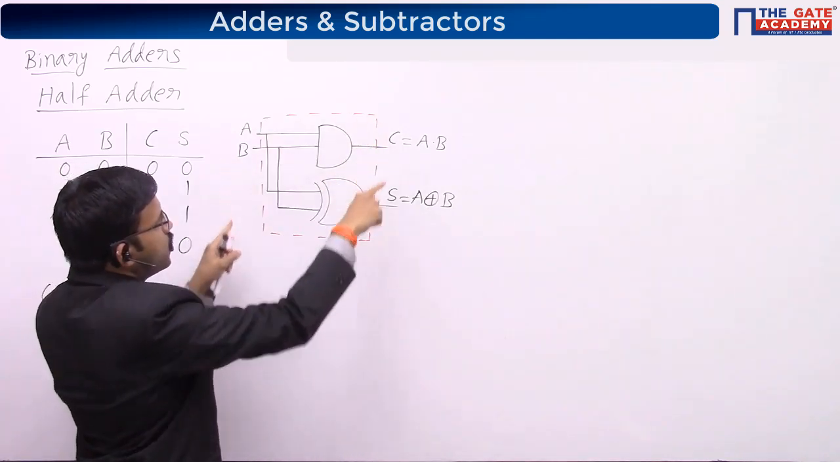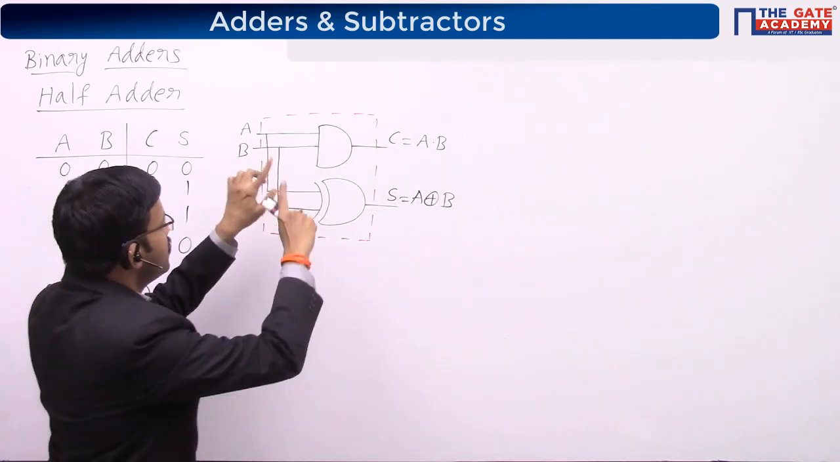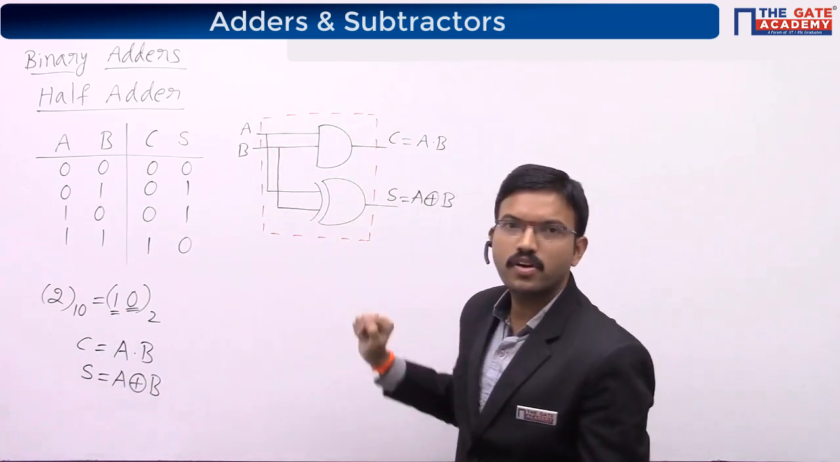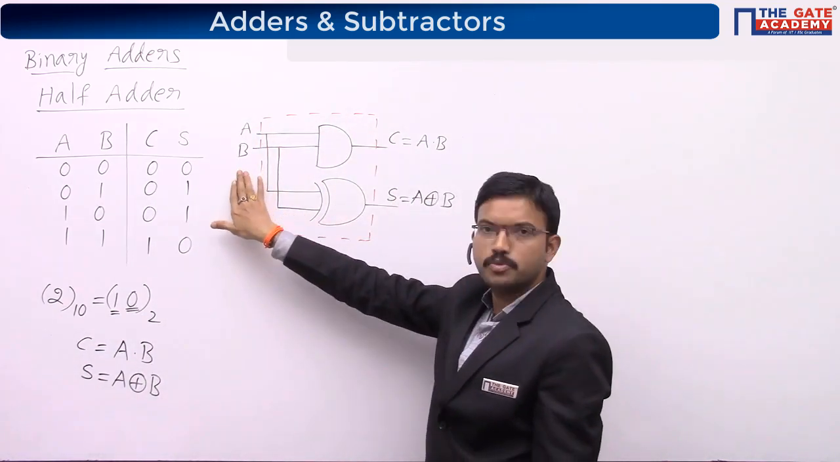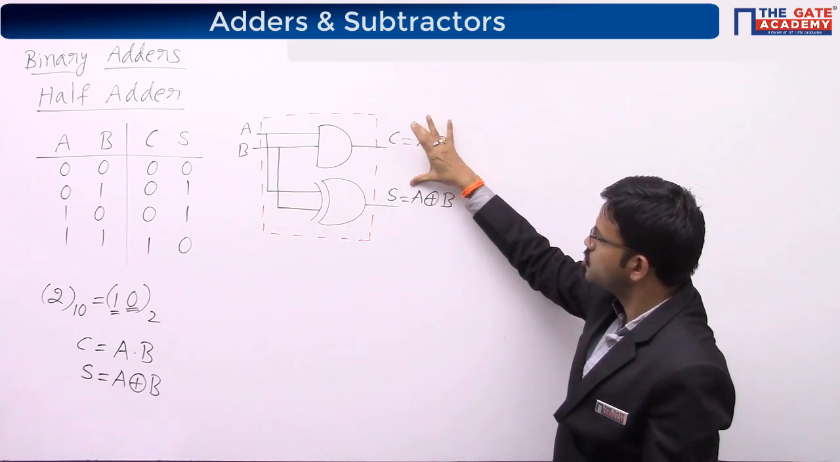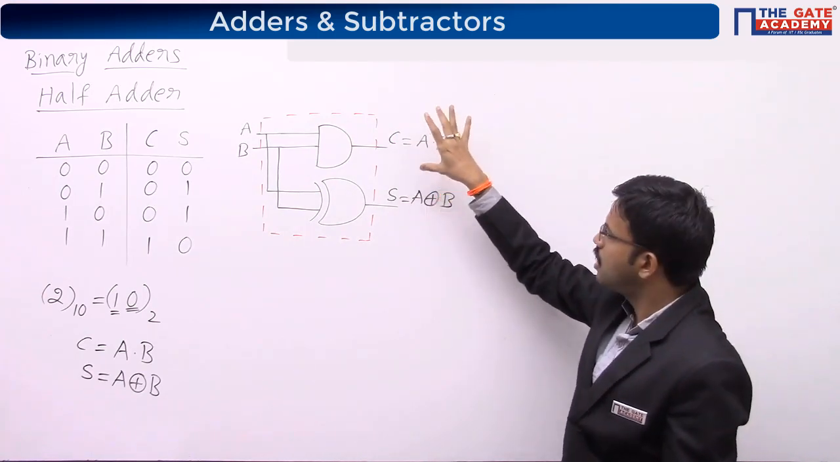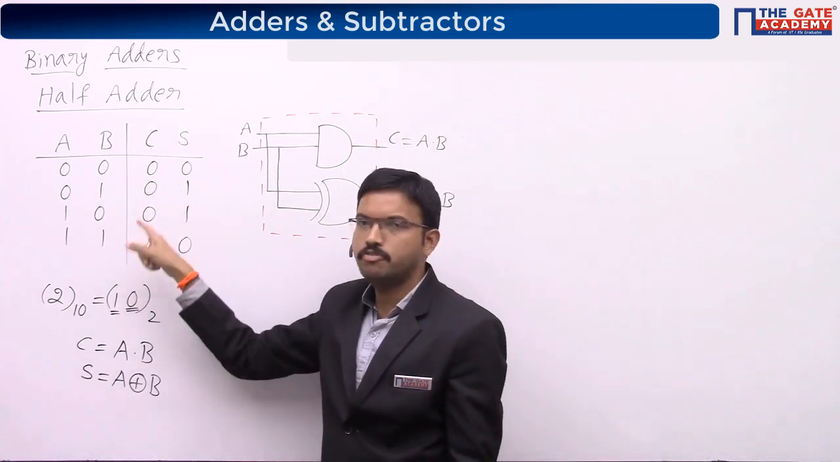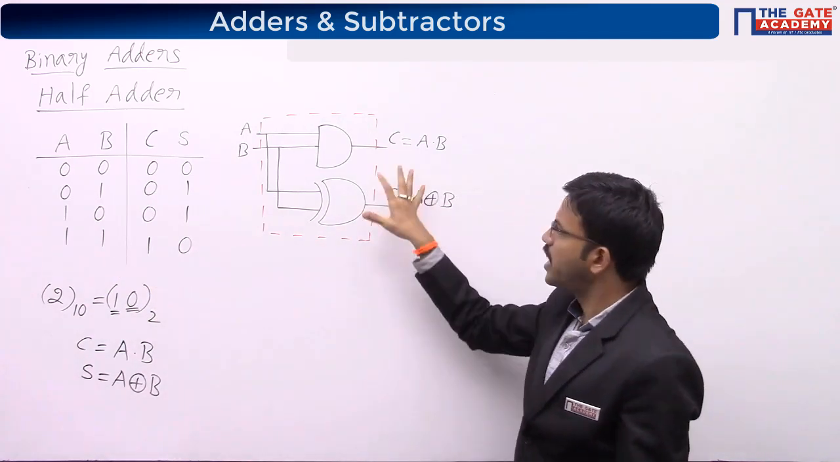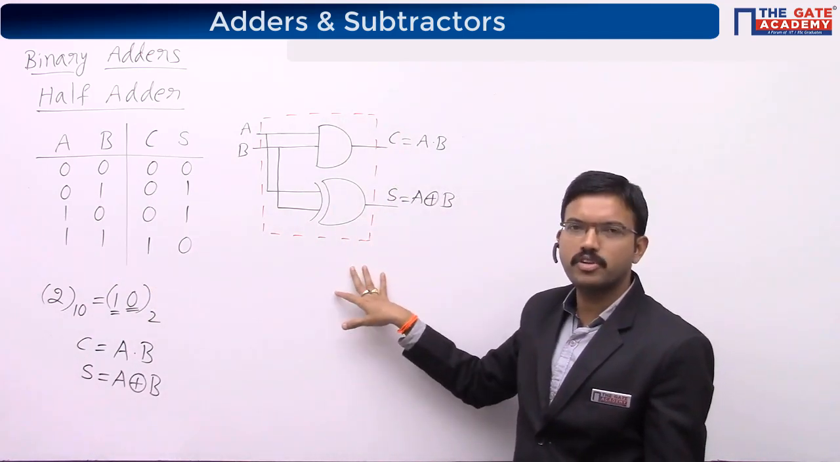Just look at this dotted line. Consider this like a block diagram. Here we are having two inputs A and B, and it is producing two outputs C and S. Outputs purely depend on the combination of present inputs, right? So hence this one is the example of a combinational circuit.